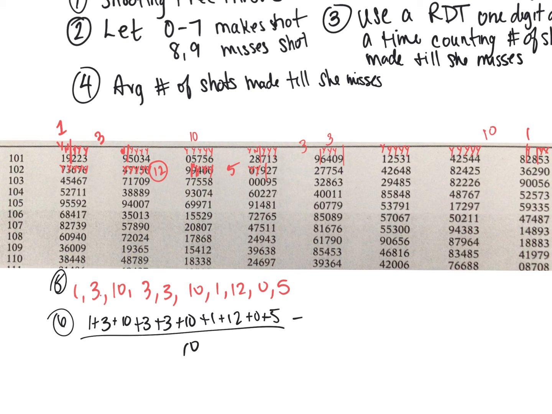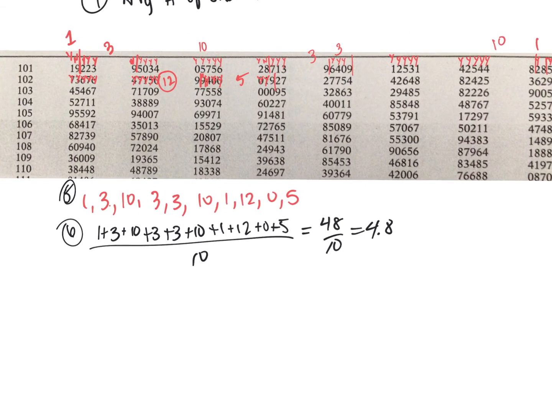Divided by the 10 trials. That's 48 over 10, 4.8. Step 6 was to analyze the response variable, which means calculate the percentage of times she made more than 3 in a row. Or, because in this case our response variable is the average number of shots before she missed. Okay? So it can be different for different problems.